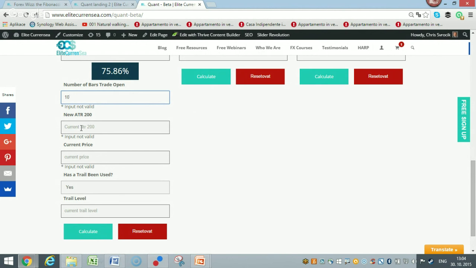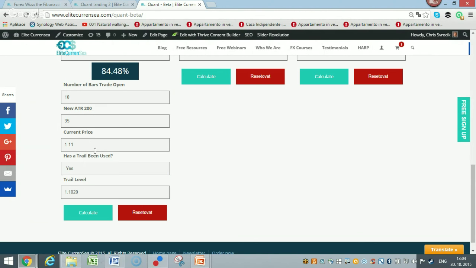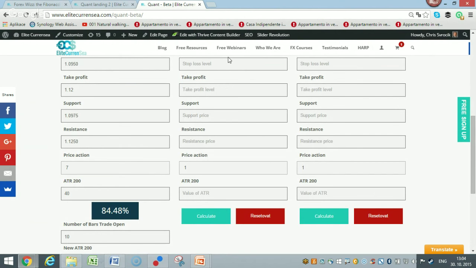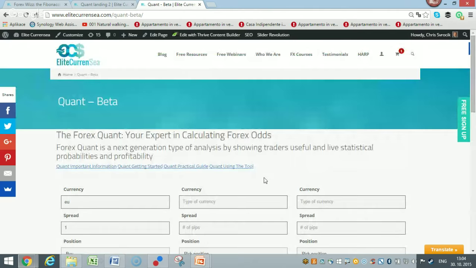Not only that, but you can update the trade as you go along. How many bars has the trade been open? This is trade management. What is the new ATR? What is the current price? What trail has been used? And you get a new percentage. All right, that's the new trade development, the trade management. I click calculate again, and this percentage went up from 75 to 84.5. Did you see that? That's because the trade was going our way, so it factors that in. And you have 3 tabs here. That's pretty cool. That's how it looks.